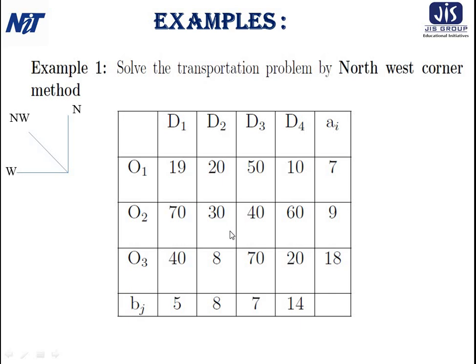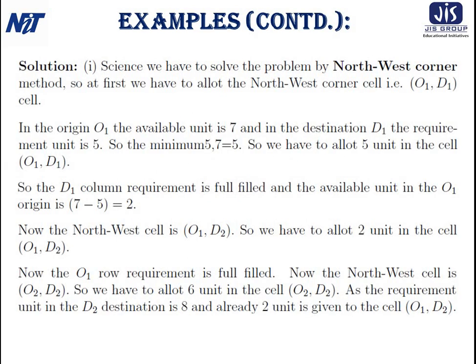In this way we can supply the units in different cells. So here all the procedures are given. At first O1 D1 is the northwest corner cell, and what is the corresponding available unit in the O1 origin? 7. And what is the requirement unit in the destination D1? That is 5. So which one is minimum among 5 and 7? That is 5. So we can supply 5 units in the cell O1 D1. Now when we are supplying 5 units in the cell O1 D1, the D1 column requirement is fulfilled, and the available unit in the O1 origin will be 7 minus 5, that is equal to 2.